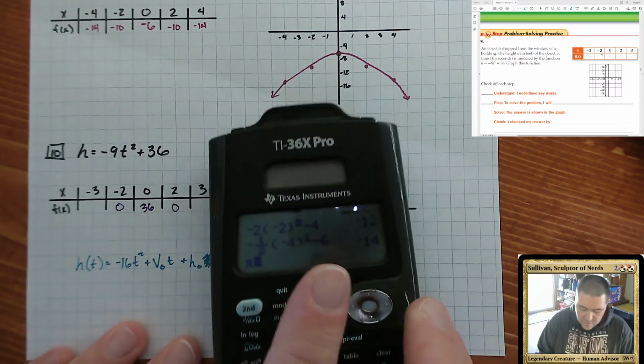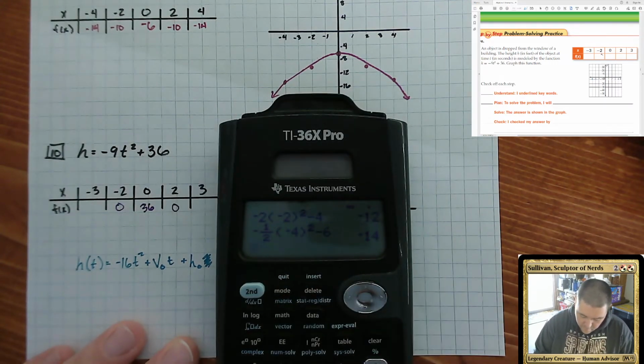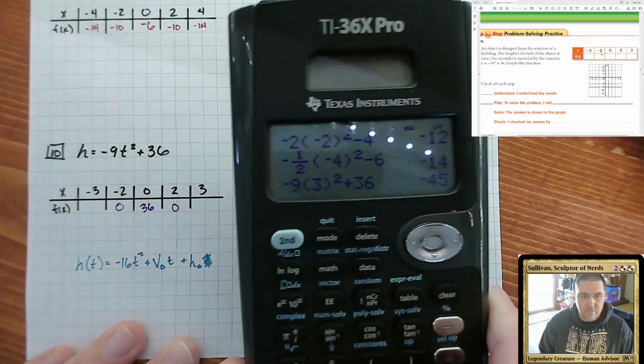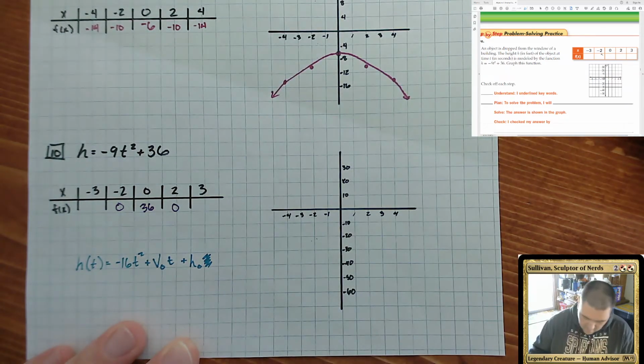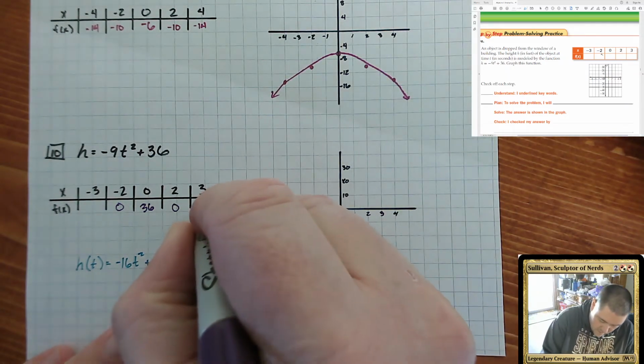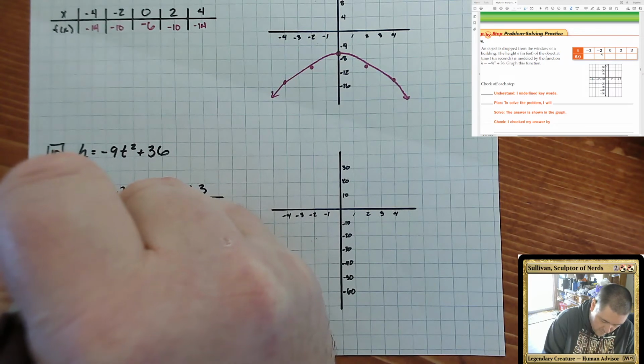Never be ashamed of using the calculator. Okay, negative 9 parenthesis 3 parenthesis squared plus 36. Negative 45, there you go. Okay, proof. So those are going to be at negative 45, negative 45.